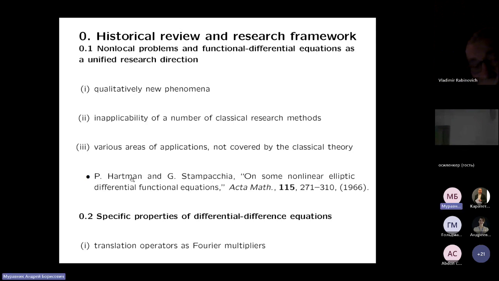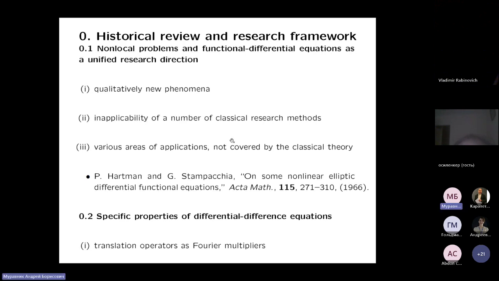Is the movement of my marker seen by you? Yes, perfectly. So I can use it as a pointer. Okay.